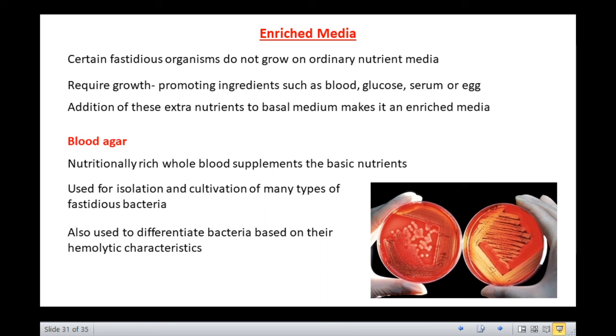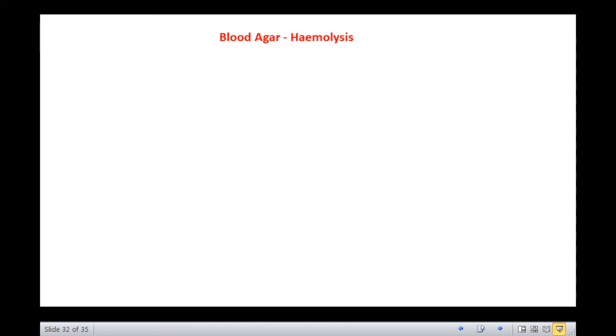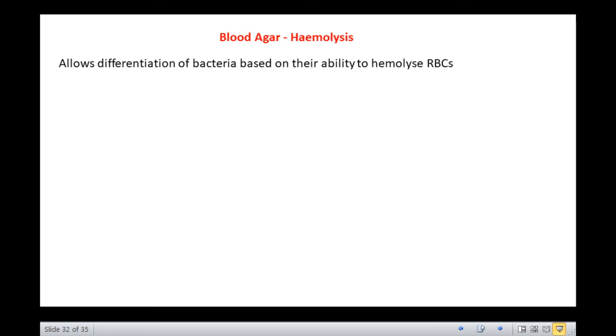Several species of gram-positive cocci produce exotoxins called hemolysins able to destroy red blood cells and hemoglobin. Blood agar, which is a mixture of nutrient agar and sheep blood, allows differentiation of bacteria based on their ability to hemolyze RBCs. The three major types of hemolysis are beta hemolysis, alpha hemolysis and gamma hemolysis.